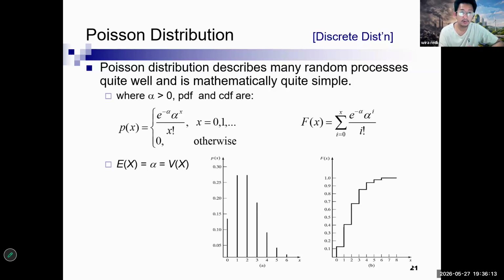For example, what is the number of customers arriving per hour? That is Poisson. What is the number of calls received by a customer service per minute? That is normally a Poisson distribution. What is the number of machine breakdowns? That is a Poisson distribution as well. So the parameter of the Poisson distribution, we will have this one, alpha.